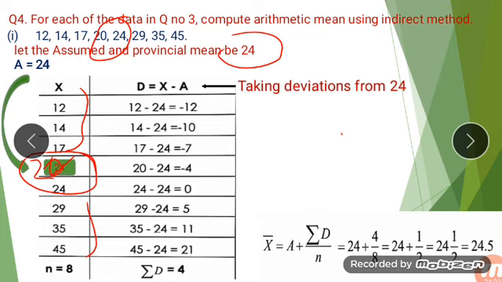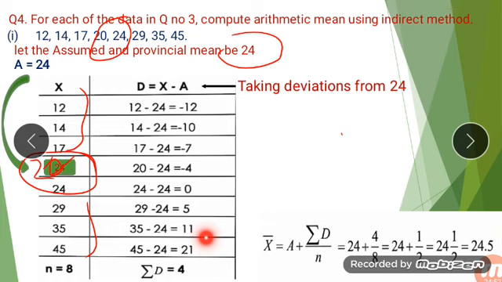Now let's put it in the formula. Here we have subtracted 24 from each observation in order to reduce the values for the sake of calculation. So at the end we again have to add this value back, because it was subtracted from the observations. So 24 is added here.